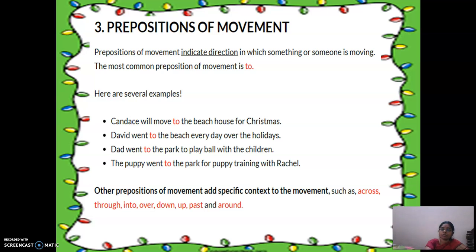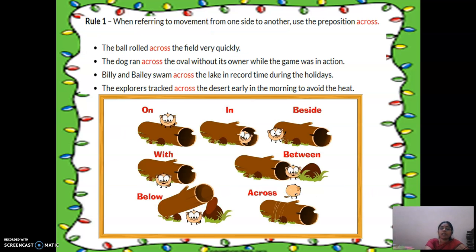Other prepositions of movement are across, through, into, over, down, up, past and around. All these pictures we saw, right? And this picture especially I selected for the word across. Can you see across? Even then it was not clear. When a person is crossing the road, then it will be clear for you. Another picture I have, that also I will show you.